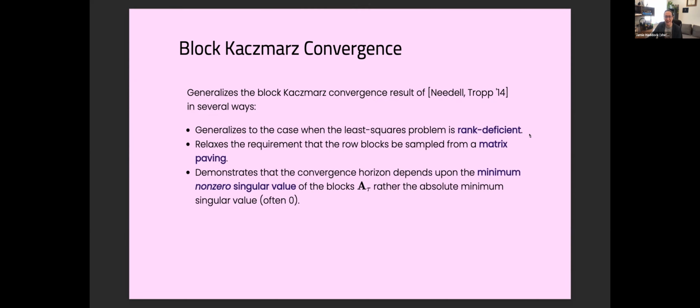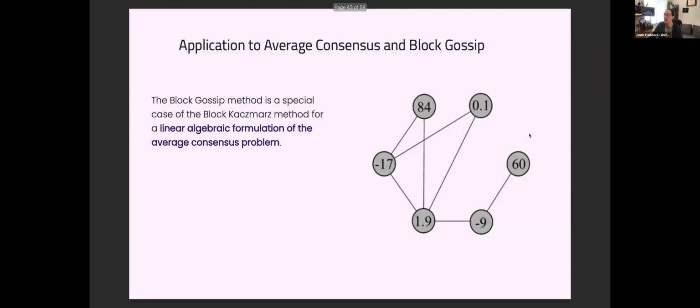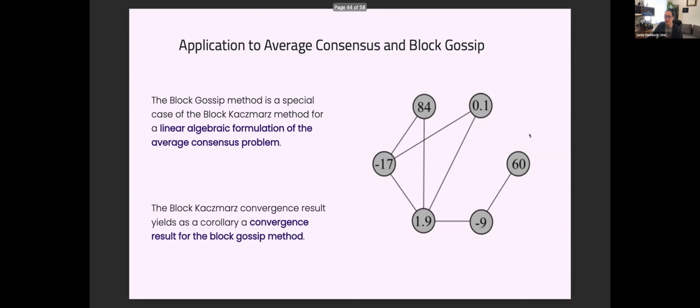And if you're asking yourself, okay, why do you care? Here's a list of generalizations. What's good about that? So these generalizations are important for the application we'll see to average consensus and to the block gossip methods, but they're likely of interest in other applications where you might be trying to solve rank-deficient least squares problems for other reasons. Okay, so the main goal now is just to apply this to the average consensus and block gossip method. So the block gossip method is a special case of block Kaczmarz, where we have a particular linear algebraic formulation of the average consensus problem. So once we have that block Kaczmarz convergence result, it actually just yields as a corollary a convergence result for the block gossip method.